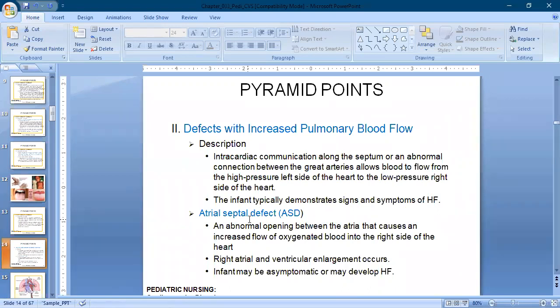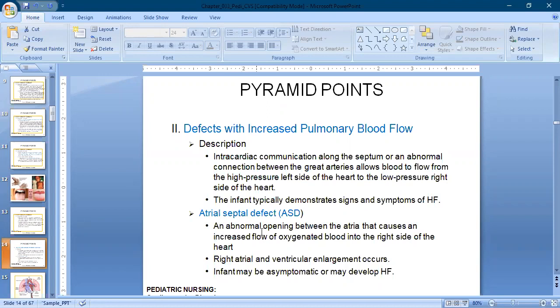What are the most common symptoms? One is we have to get a loud heart murmur, abnormal murmur with a fixed split second heart sound, right? The treatment of ASD, they close it during the cardiac catheterization.